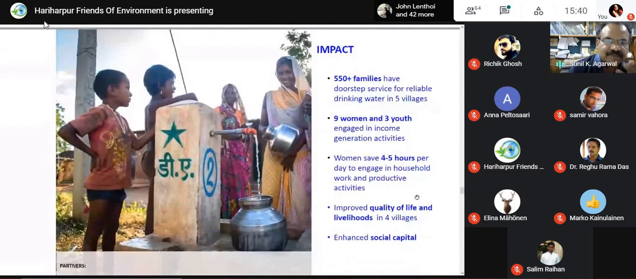So this is the kind of impact. 550 plus families are being benefited, and women and youth are engaged in income generation activities, because they are also engaged in maintenance and repair of such systems, and it is based on a payment system. So it is really enhancing the social impact and outreach of such technological interventions, which are being developed and evolved by such science-based volunteer organizations. Next slide, please.